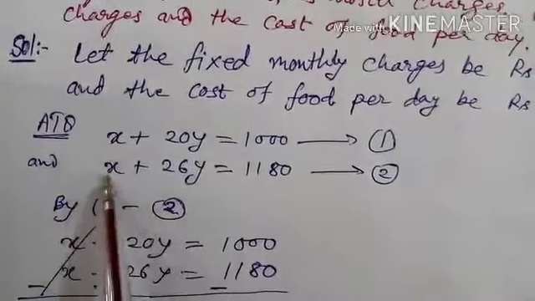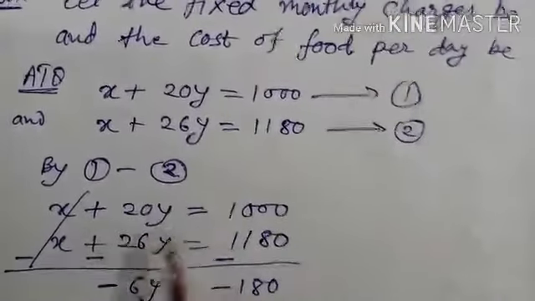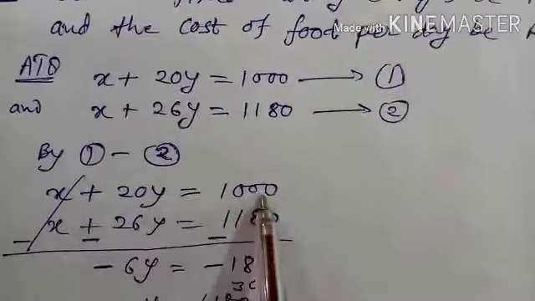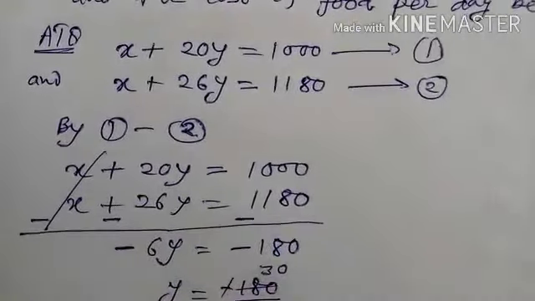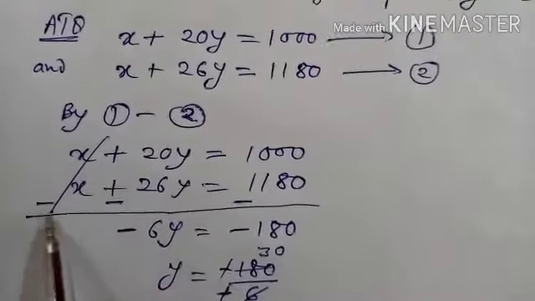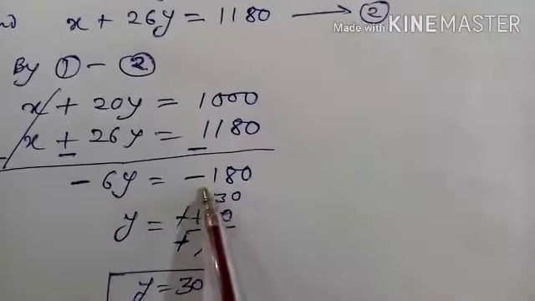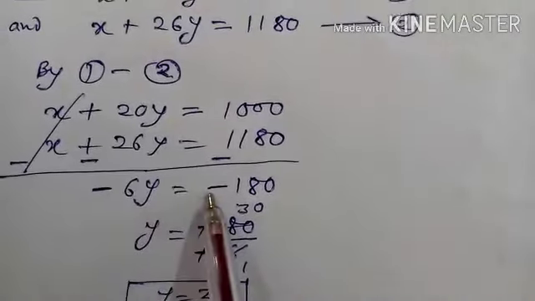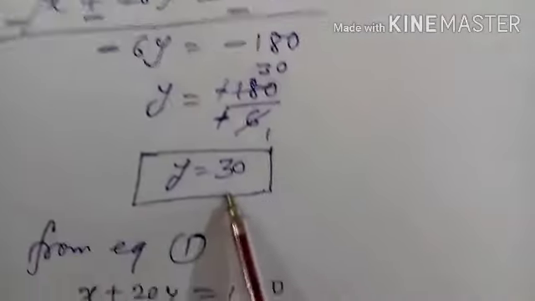Here the coefficients of X are equal, so by equation 1 minus equation 2 we use the elimination method. X plus 20Y is equal to 1000 and X plus 26Y is 1180. Subtract these two equations, so change the signs, and X cancels out. 20 minus 26 gives only minus 6Y, and the difference on the right is minus 180. Once again the minus signs cancel out, so 180 divided by 6, which means Y is equal to 30.